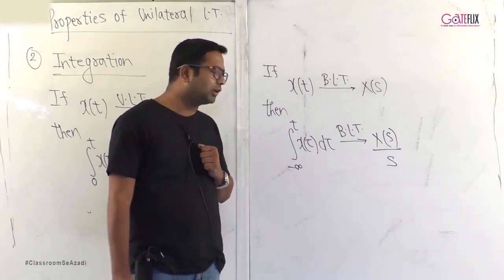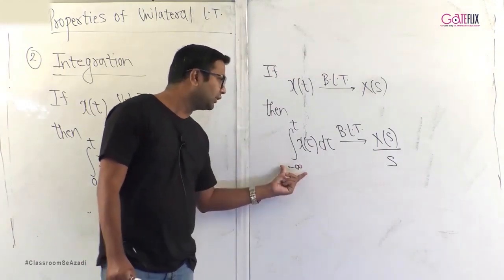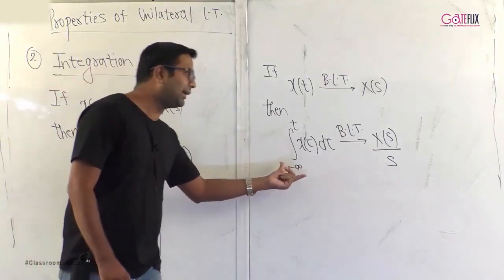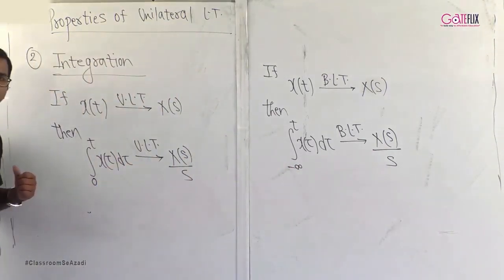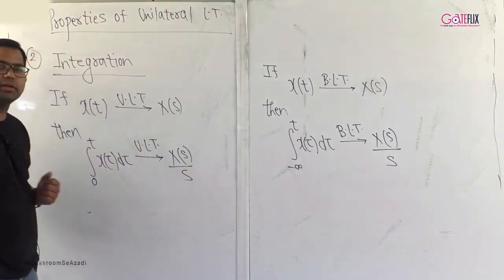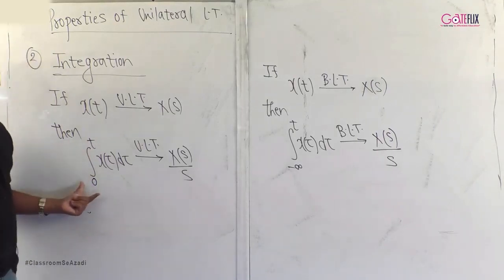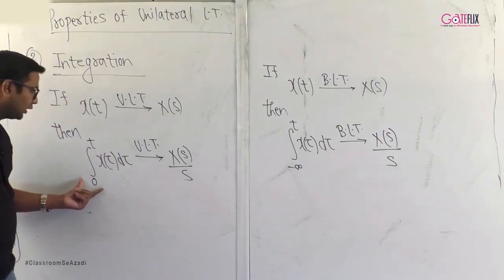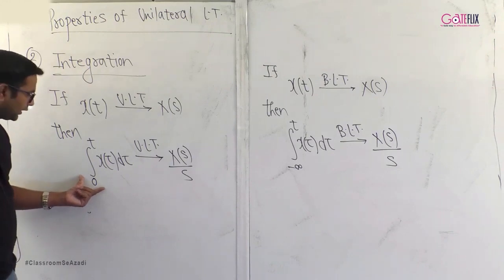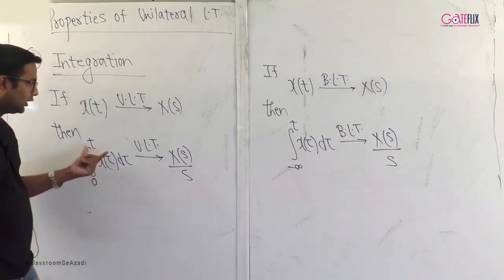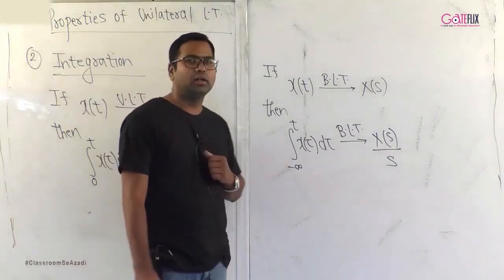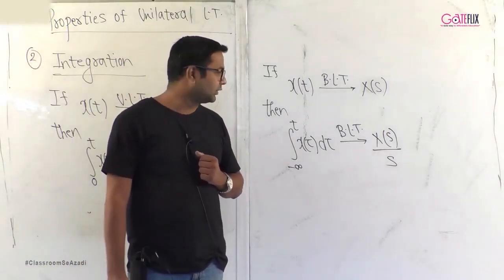I hope you have noted down the minute difference between the integration property for bilateral and unilateral. I would repeat that the difference between the two is only the limit of the integration. In the case of unilateral, the limit is from 0 to t, whereas in the case of bilateral, the limit is from minus infinity to t.